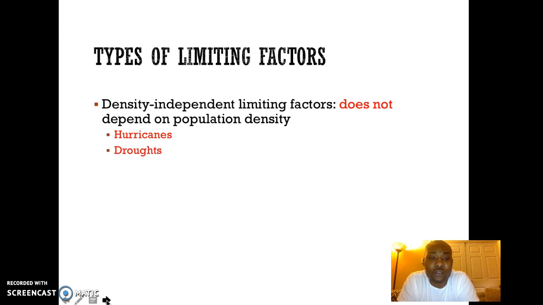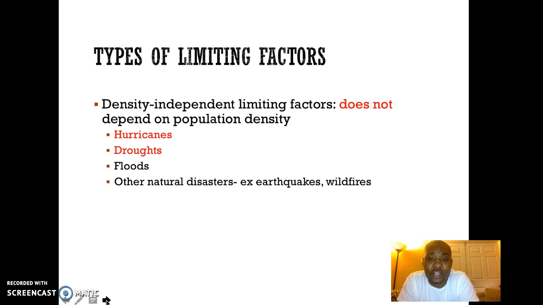Other things like droughts, so a severe lack of water in an area. Once again, this is density independent. It has nothing to do with the number of organisms, the population of the organisms in the area. Other things like floods and other natural disasters like earthquakes and wildfires, which we see a lot of in places like California.